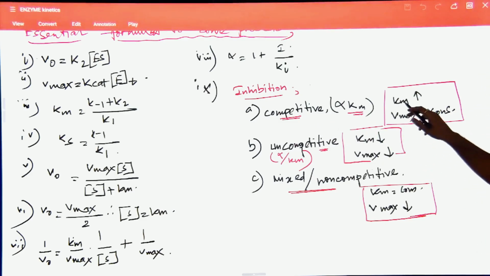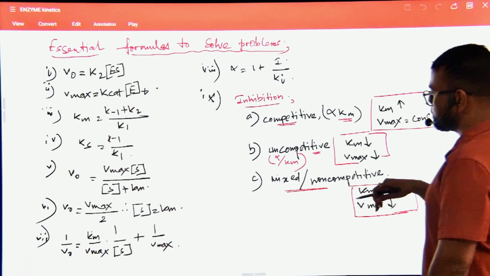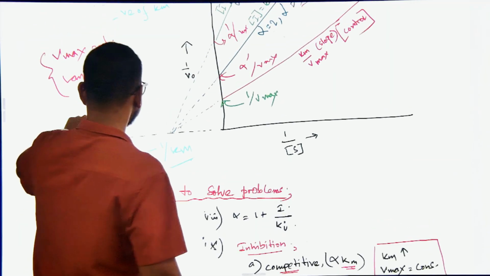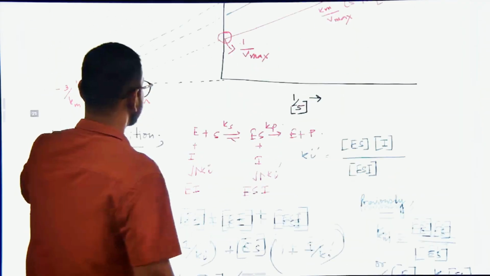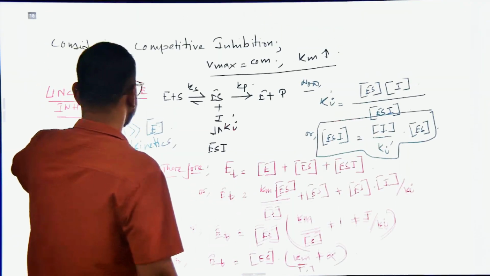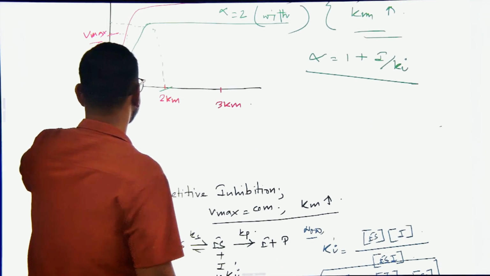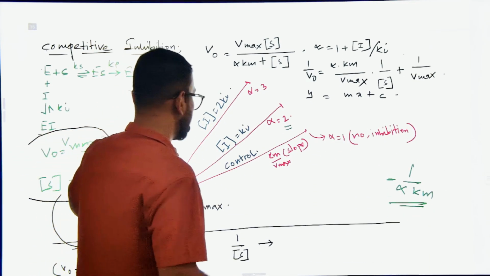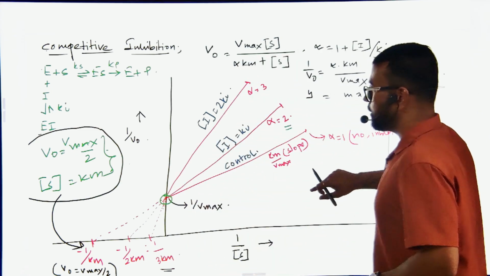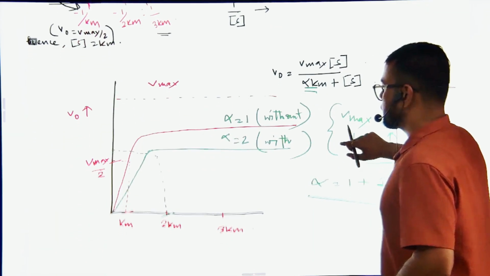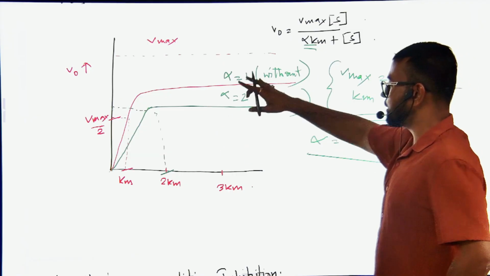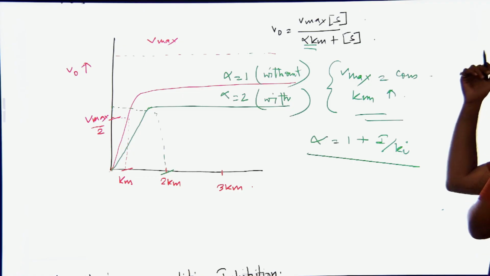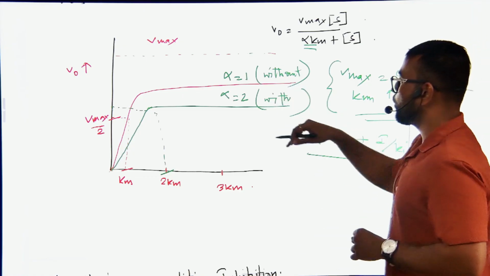For competitive inhibition, Vmax is constant, Km value is increasing. As simple as that. If you wish, you can go for the derivation as well, but I think it's not necessary at this point. I have even mentioned how this overall graph can be represented in terms of our Michaelis-Menten equation, not in the Lineweaver-Burk plot. This is the overall process.